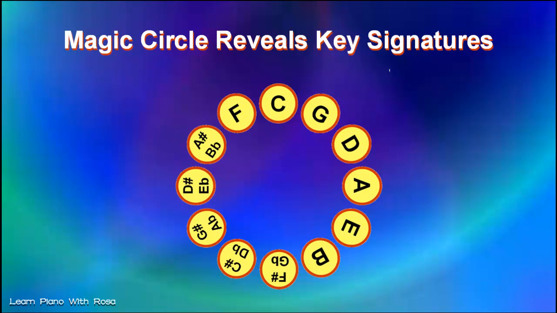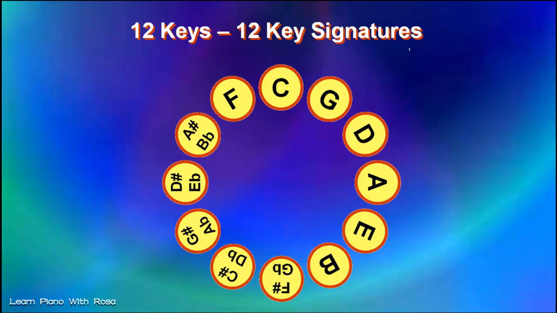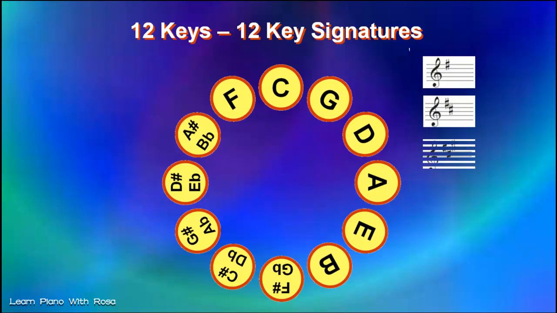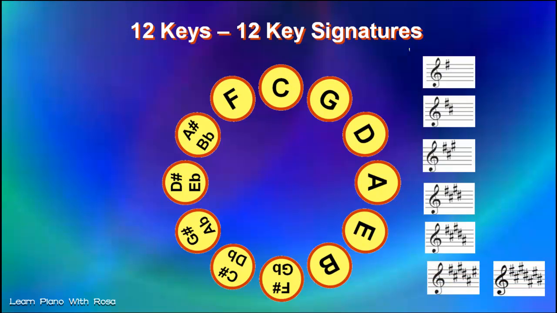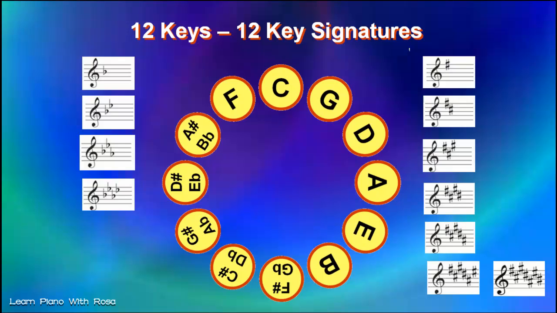They reveal to you the key signatures, all the 12 key signatures in one flash. I explain to you in detail in the course how to look at these 12 key signatures. The G with 1 sharp, the D with 2 sharps, the A with 3 sharps, E with 4 sharps, B with 5 sharps, F sharp with 6 sharps, and C sharp with 7 sharps. This is on the right side. On the left side, the flats: F with 1 flat, B flat with 2 flats, E flat with 3 flats, A flat with 4 flats, D flat with 5 flats, G flat with 6 flats.